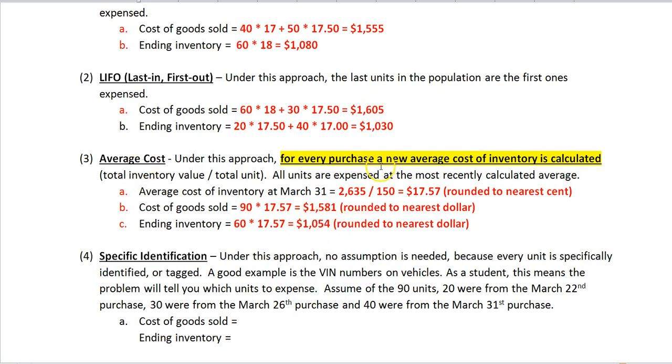So under average cost, the new average is calculated every time inventory is purchased, and then everything is valued at the average cost. So all of it has one cost, which is the average cost.